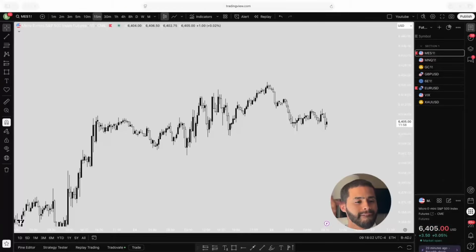Today, I'm going deeper. I'm going to show you more examples of these rebalanced fair value gaps and how this concept plays across charts so you can start spotting them in real time.